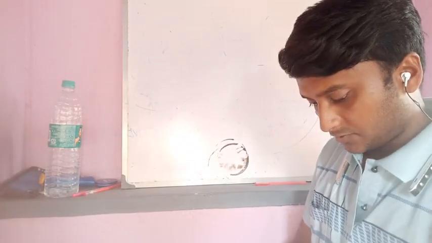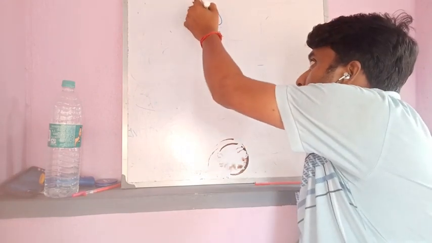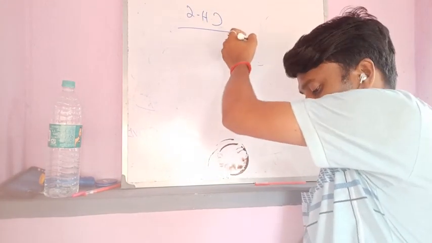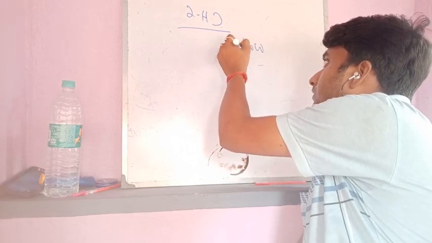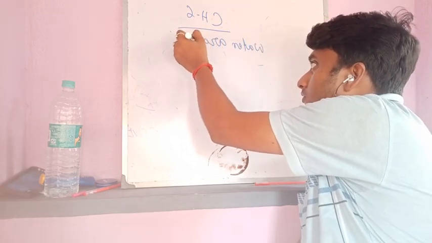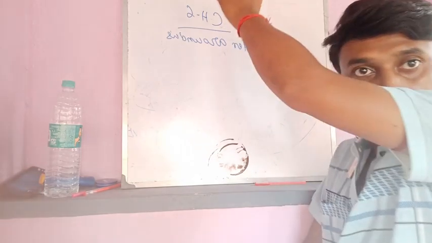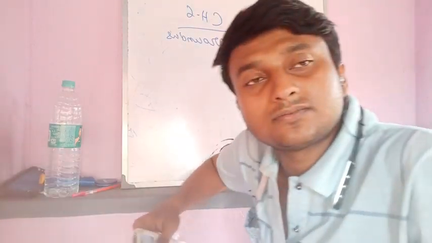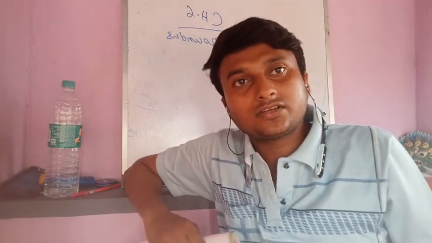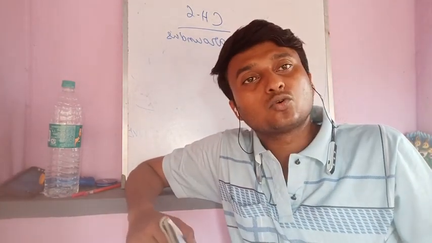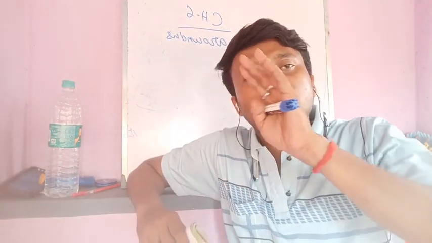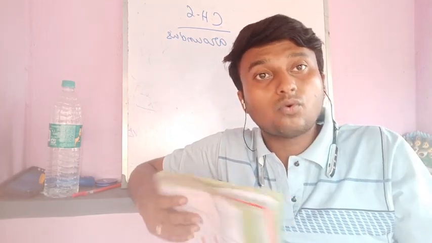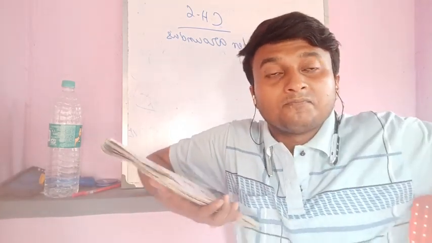We have 6 objectives in this chapter. Let me discuss the objectives. First of all, in chapter 6, Water Around Us, the first objective that we will start today is sources of water. What are the sources from which we get the water?